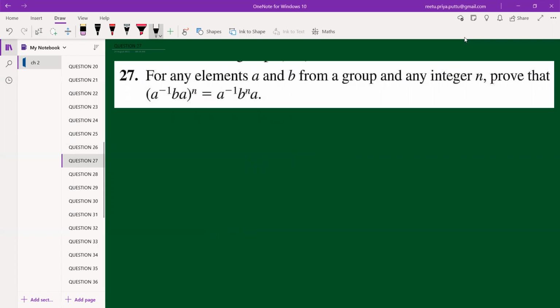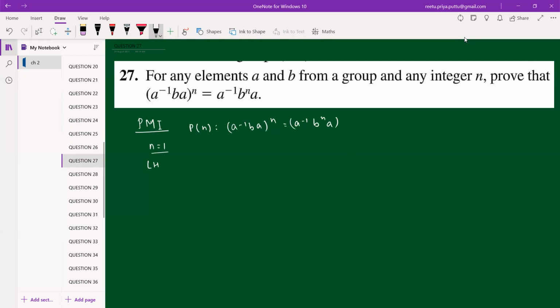So we have: for any elements A and B from a group and an integer n, prove that (A inverse BA) to the power n is equal to A inverse B to the power n A. So in my previous video, I have already said that whenever we see this type of question, what we apply is our 11th concept, that is the principle of mathematical induction. So we will show this for n equals 1. First of all, we define our statement. The statement is basically (A inverse BA) to the power n is equal to A inverse B to the power n A.